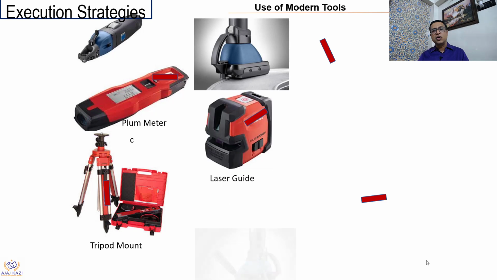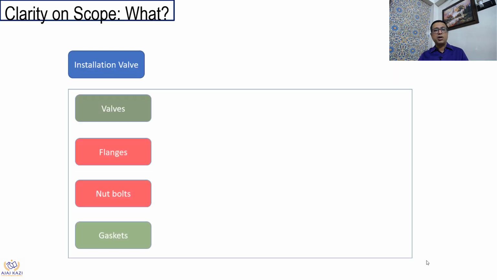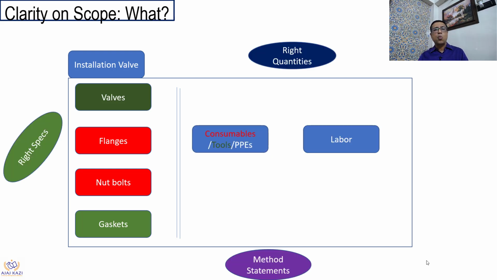Then try and use modern tools. These tools will help you in quality, in safety and in the speed of the project. We must rely on these tools. That is very important. Then there should be full clarity on the scope.